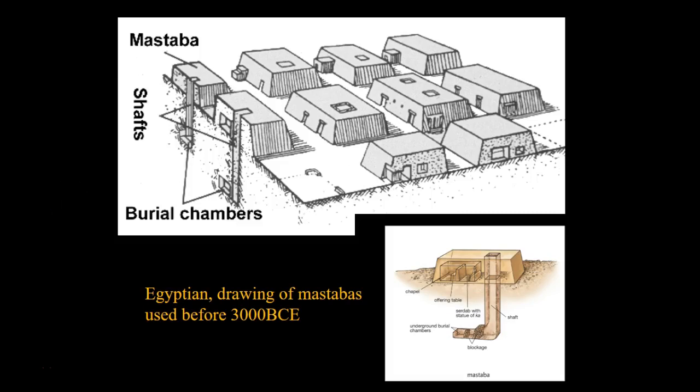Hi, welcome to part 4 in our subunit related to Egyptian art. In this segment, we're going to be looking at Egyptian architecture, in particular from the Old Kingdom.